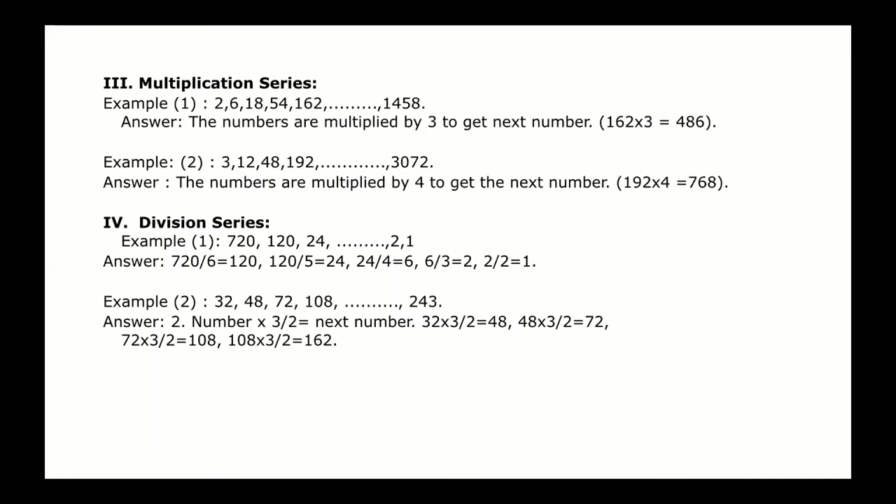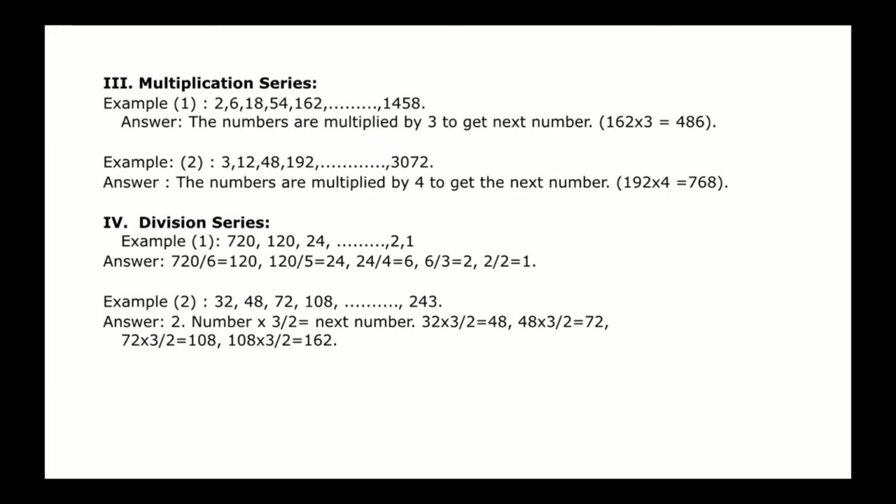From 2, we got 6. So we could have said that it is 2 into 3. And if you follow the same, 6 into 3 gives you 18. 18 into 3 gives you 54. So whatever pattern you identified in the first two terms, you also need to verify it in the next pair of terms. Okay, so 2 into 3 gave you 6, 6 into 3 gave you 18, 18 into 3 gave you 54. So the pattern is nothing but the numbers are multiplied by 3. Okay, similarly in example 2, you can see that the numbers are increasing again rapidly, and now it is a multiplication of 4. Okay, basically the numbers are multiplied by 4.